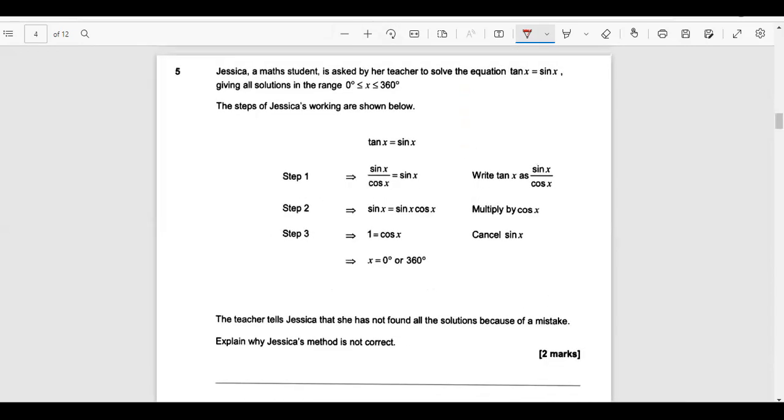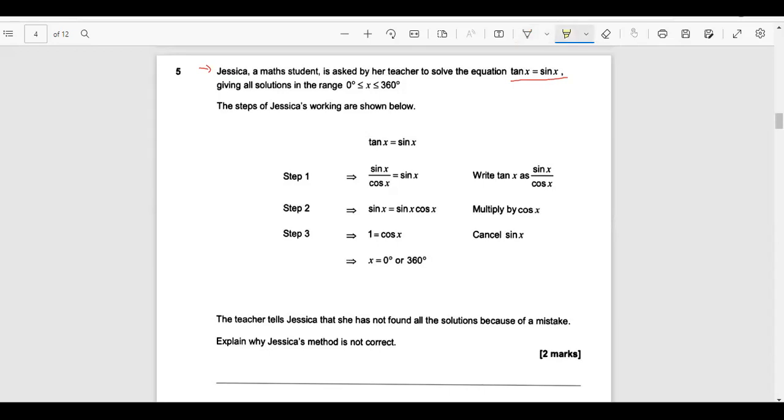Okay, it says Jessica, a math student, is asked by her teacher to solve the equation tan x equals sin x. Whenever you see a question of this type, always remember the working would be shown and you would be just checking it. Just think about yourself as a teacher and now you'll get 2 marker. The steps of Jessica's working are shown below. The teacher tells Jessica that she has not found all the solutions because of a mistake. Explain why Jessica's method is not correct.